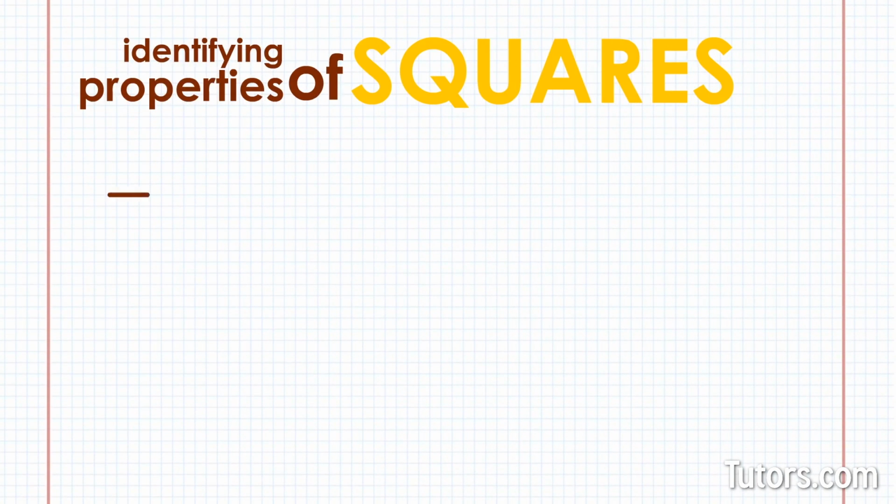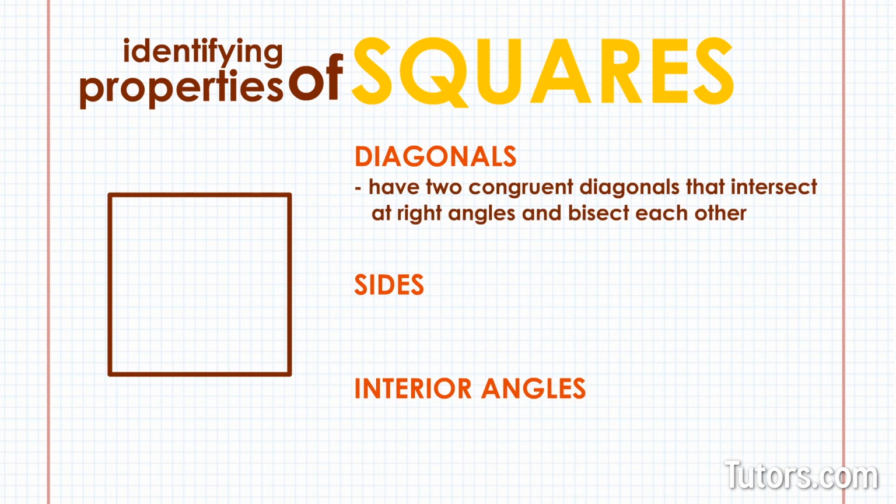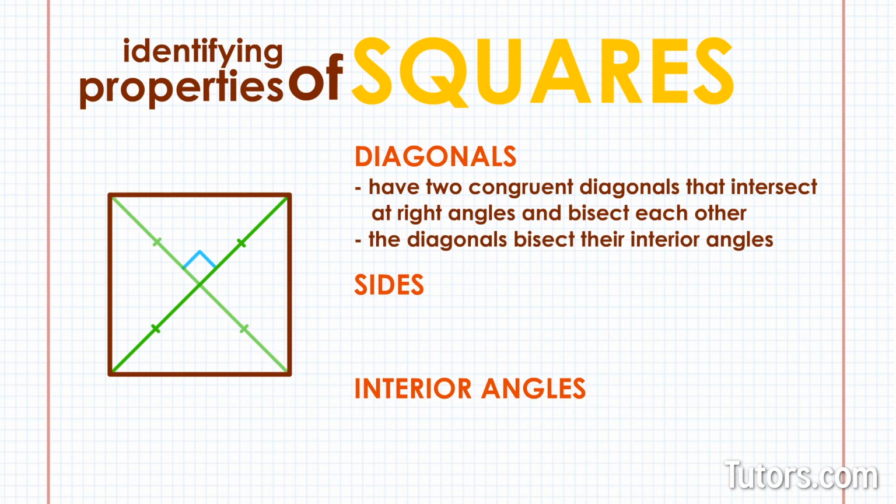Now let's identify the properties of squares. Squares have three identifying properties related to their diagonals, sides, and interior angles. All squares have exactly two congruent diagonals that intersect at right angles and bisect, halve, each other. No other shape has this identifying property. The diagonals of a square also bisect their interior angles.